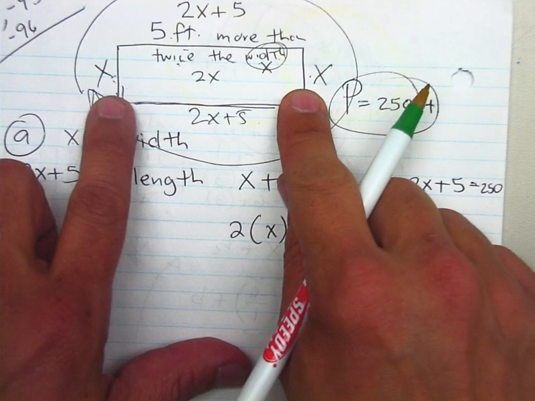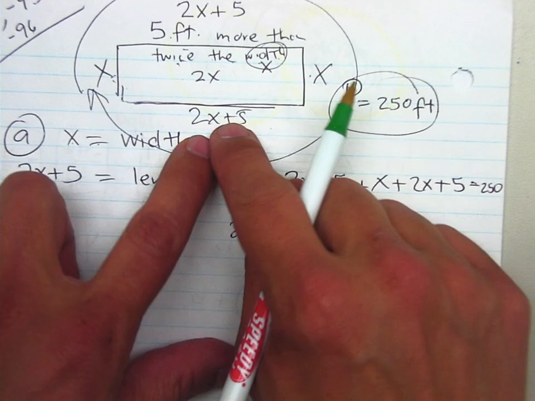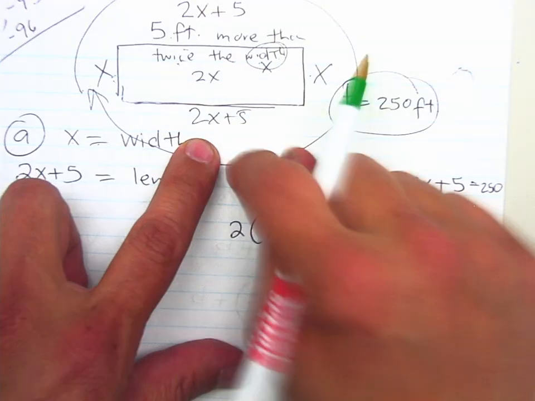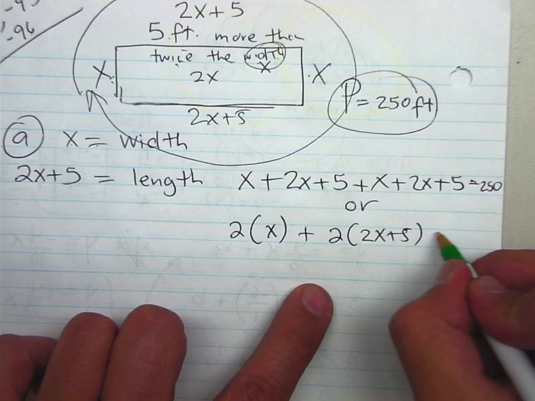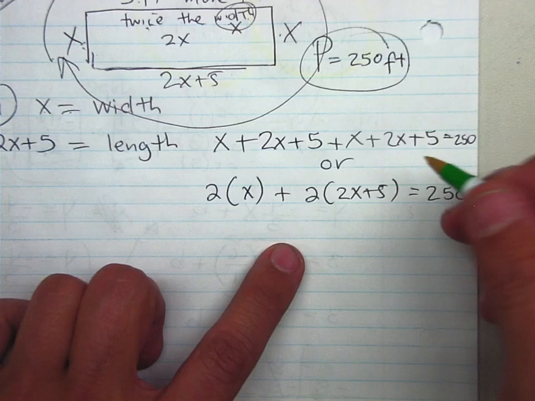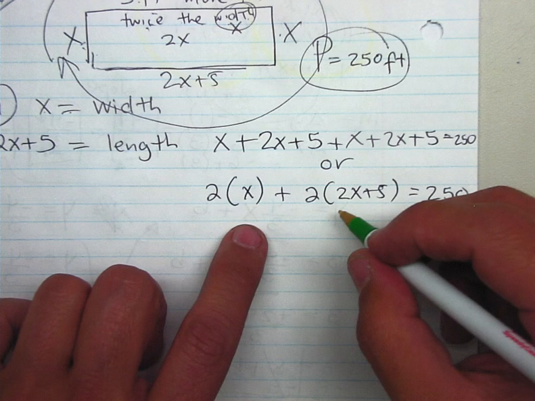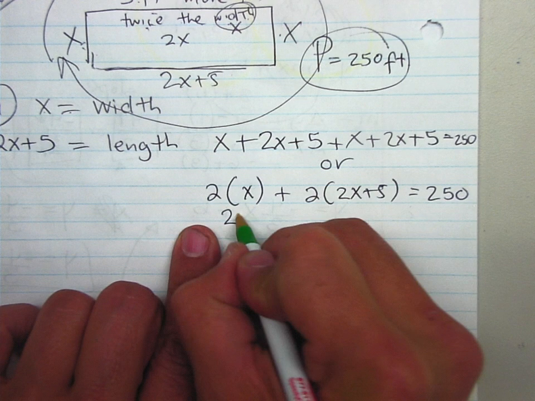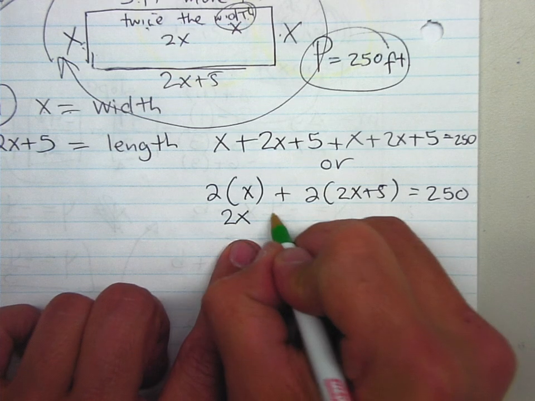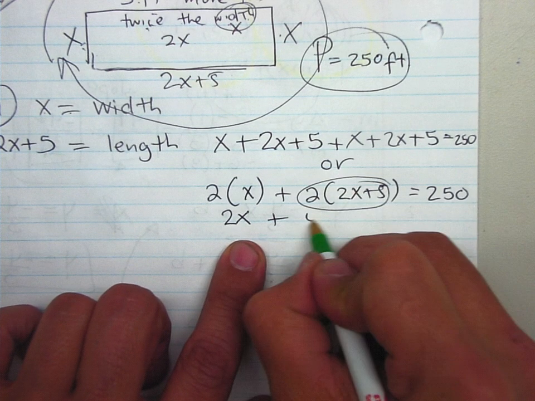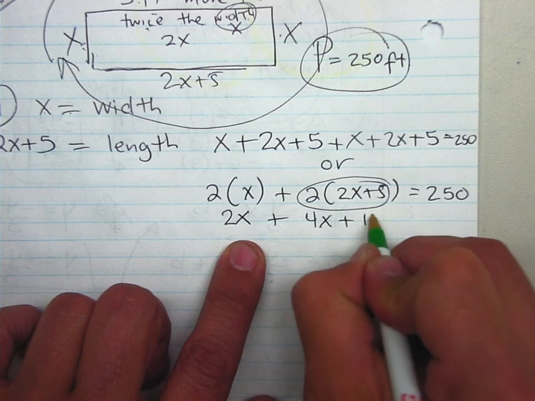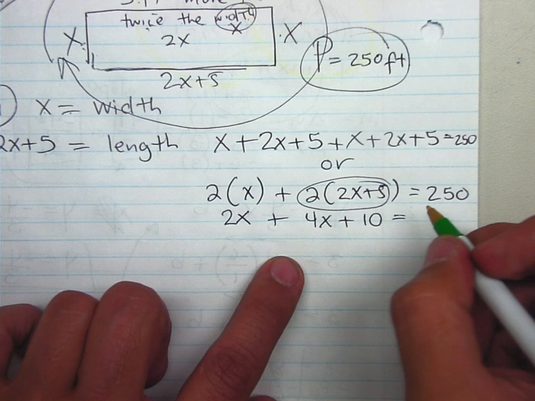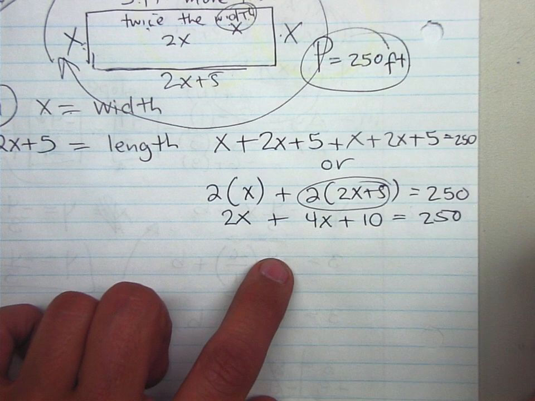2X plus 4X is 6X plus 10 equals 250. Subtract 10, so 6X equals 240. Divide by 6, and we get X is 40. So we go back and plug it in. My width is 40 feet.